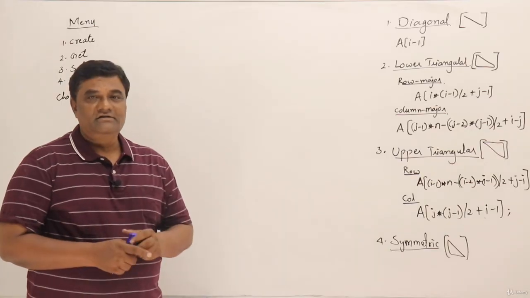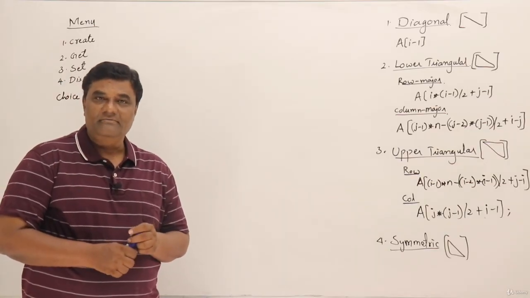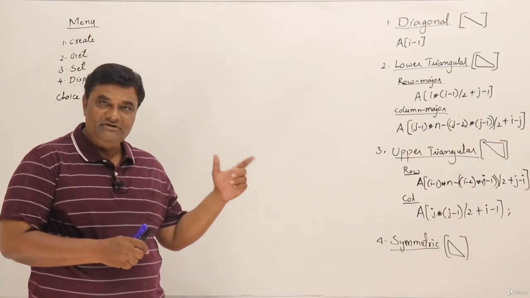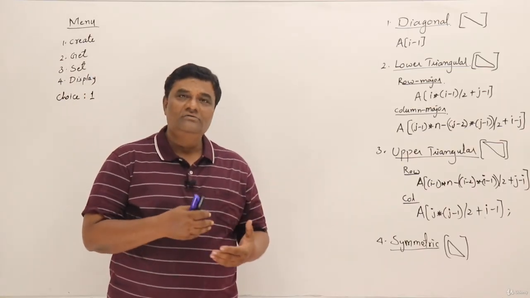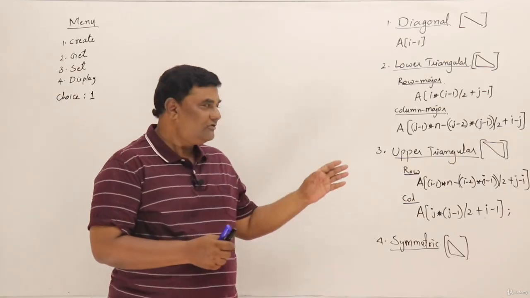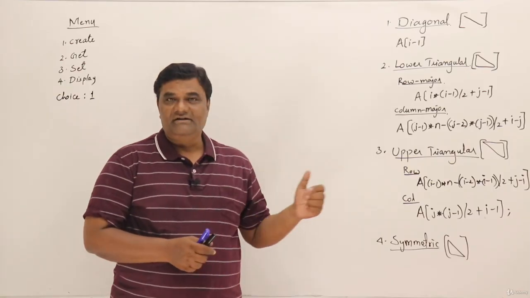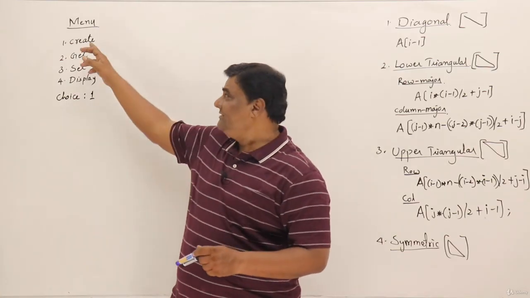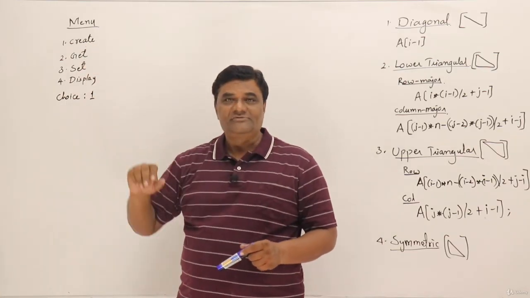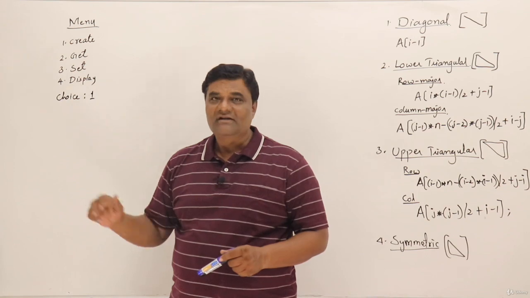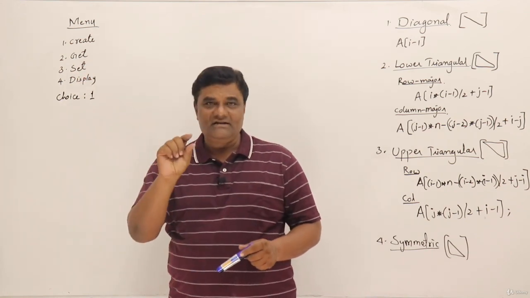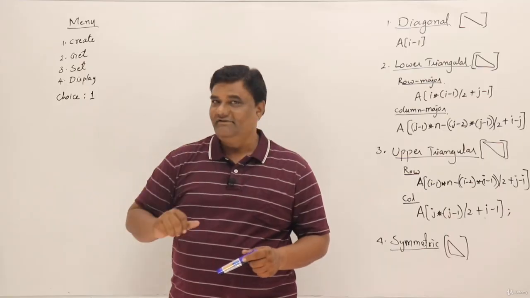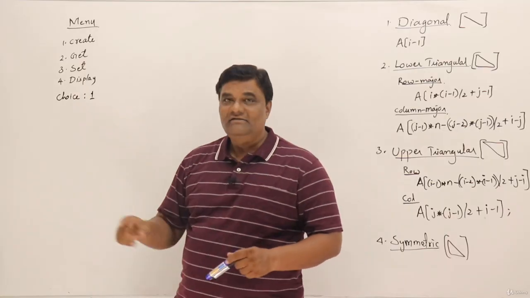So let us write a menu-driven C program for the matrices. First I will show a program for one of the matrices, then I will show you how changes can be made in the same program for making a program for other matrices. My program is a menu-driven program. The first option is creating a matrix. The second one is getting a particular element at a given index. Then set is for changing an element at a given index, then displaying that matrix.